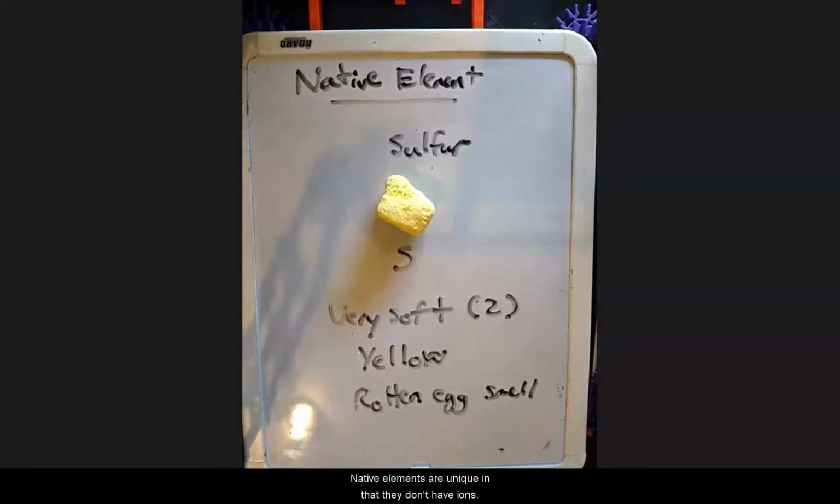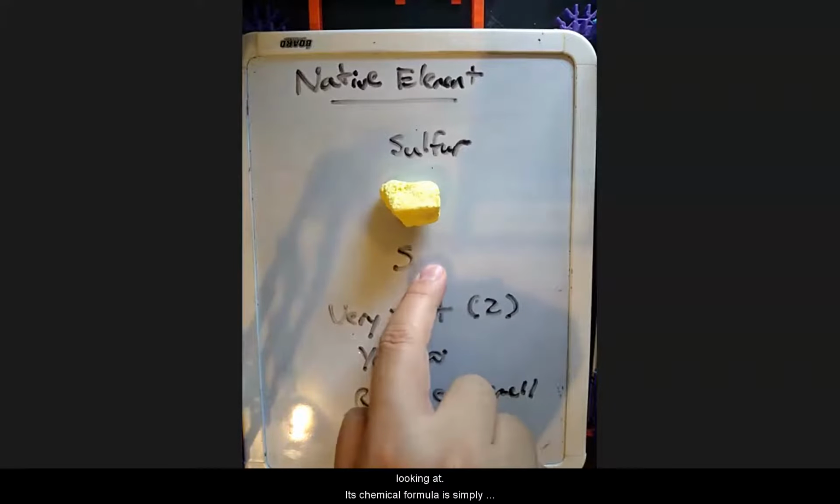Native elements are unique in that they don't have ions. They consist of only one element, and so all the pieces of that element in the structure all have the same charge, 0. So sulfur is the native element that we have you looking at. Its chemical formula is simply S.